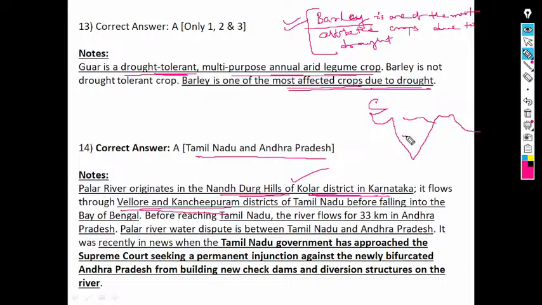Godavari, Krishna, then Pallar, then Kaveri, then Vaigai. It's 1, 2, 3, 4, and this is 5. If I draw here, first is your Godavari, second Krishna, third your Pallar, fourth Kaveri, and then fifth Vaigai.